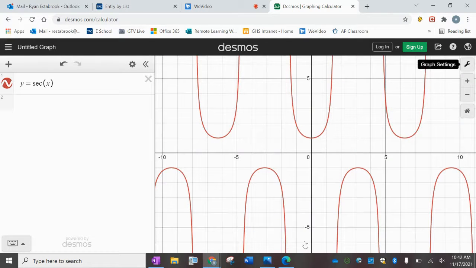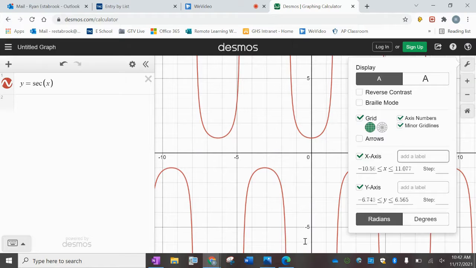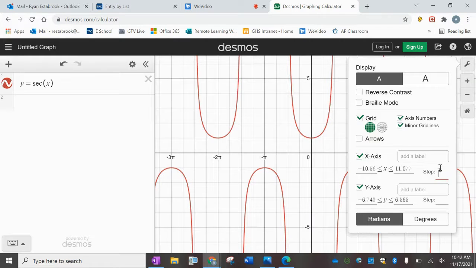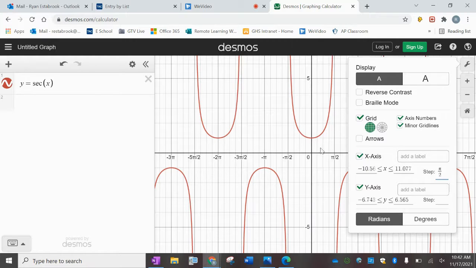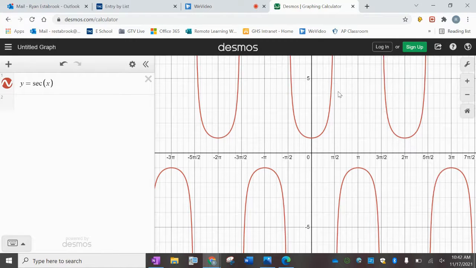Well, I'm going to go over here to the graph settings, and on the x-axis, I'm going to have the step be pi divided by 2. Then I can get out of that. You can see how that's significant in that we have a vertical asymptote at x equals pi over 2, at x equals 3 pi over 2, x equals negative pi over 2. So we're getting all these vertical asymptotes at very specific values. But again, how are we supposed to ever come up with this graph?